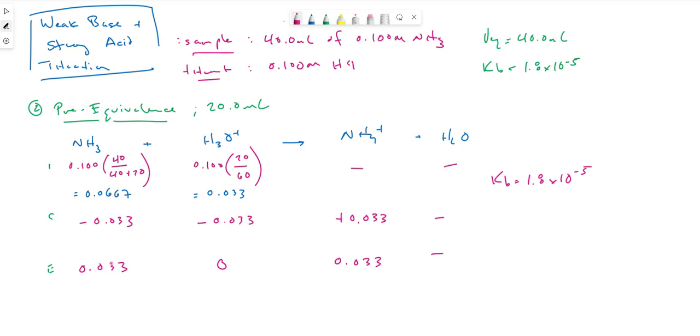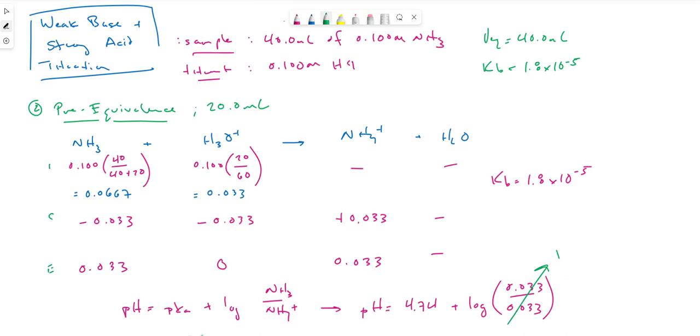So we can set these up in an equilibrium expression equal to Kb and solve. Or we could recognize that this is a buffer region, just like we had before. Anytime we're pre-equivalence with a weak base or acid and its corresponding conjugate, we notice that we have both of these species present. So we could simplify this and use the Henderson-Hasselbalch equation, or we could just write out the Kb expression and solve for that. Both will give you the right answer. And so the Henderson-Hasselbalch equation is here.